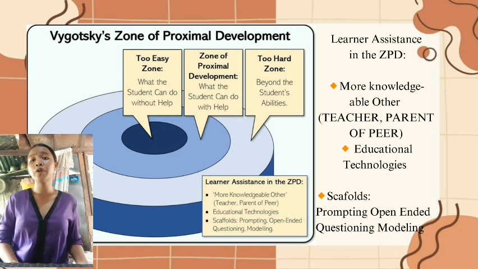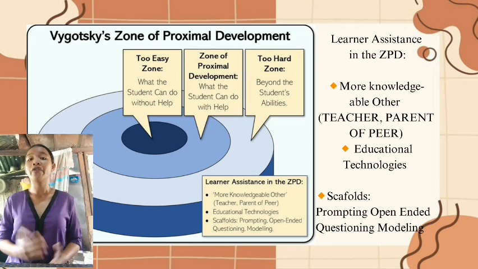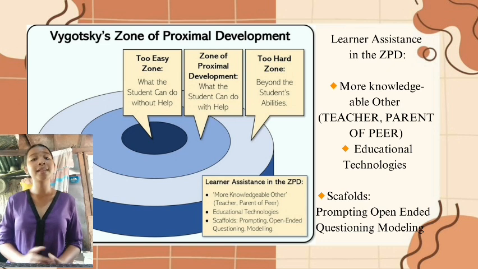So, the zone of proximal development, or ZPD, was a key construct in Lev Vygotsky's theory of learning and development. The zone of proximal development is defined as the space between what a learner can do without assistance and what a learner can do with adult guidance or in collaboration with more capable peers.